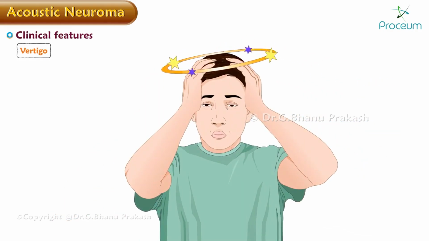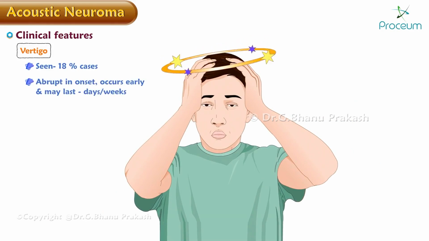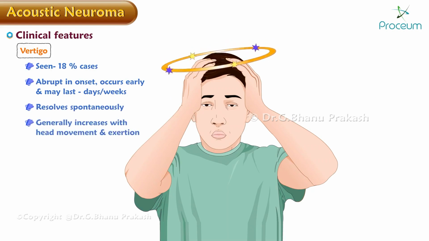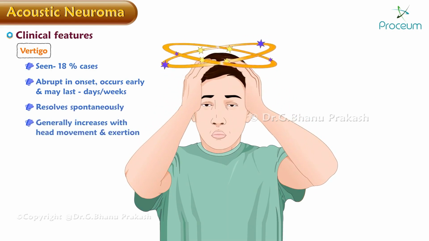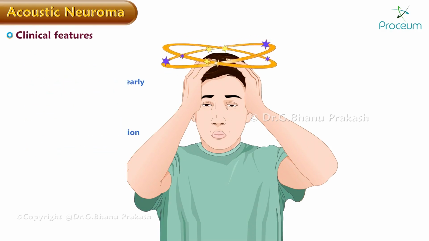Vertigo. May be seen in 18%. It is abrupt in onset, occurs early, and may last for days or weeks. It resolves spontaneously. It generally increases with head movement and exertion. Vertigo is seen more commonly and frequently in smaller tumors.